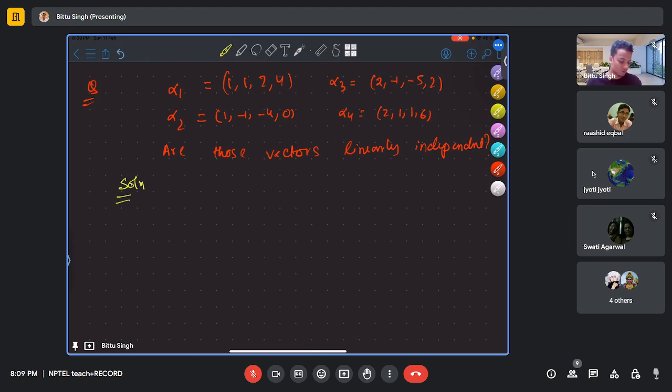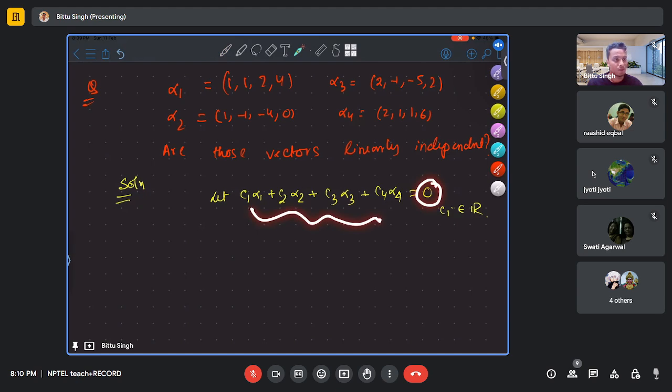Solution. So one way is to check using the definition, that is, let C1 alpha 1 plus C2 alpha 2 plus C3 alpha 3 plus C4 alpha 4 be 0. Then we need to show all coefficients are 0. Coefficients are from the real numbers. We cannot write 0 as a non-trivial combination of alpha 1, alpha 2, alpha 3, alpha 4. We need to prove that.